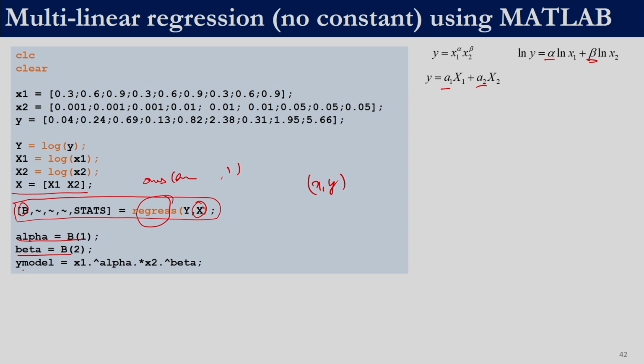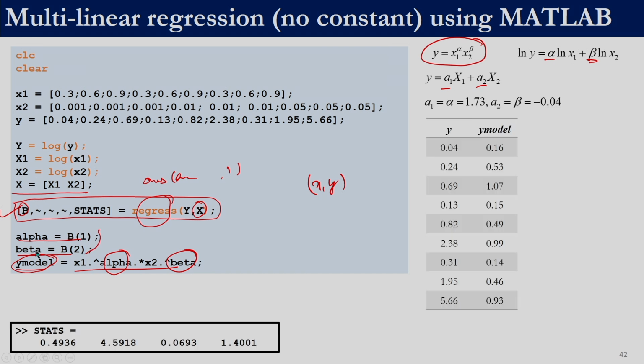Similarly to last time, we can also calculate y model, again a variable name which we have chosen. So, x1 to the power alpha, x2 to the power beta. This can be calculated because once we are done with this step we actually know the coefficients, and alpha and beta are defined here. So, we will be able to calculate the y model values.